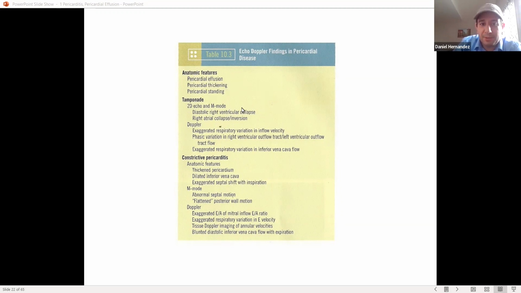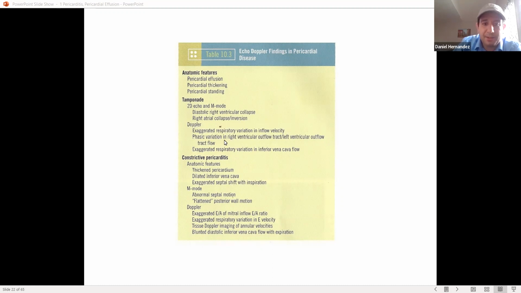It's going to be diastolic right ventricular collapse. That's your big one that you're going to be looking for. Right atrial collapse or inversion is another sign. On Doppler assessment, we're going to see exaggerated respiratory variation in inflow velocities, on our mitral inflow and our tricuspid inflow.